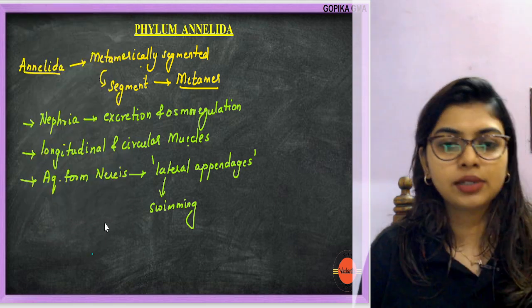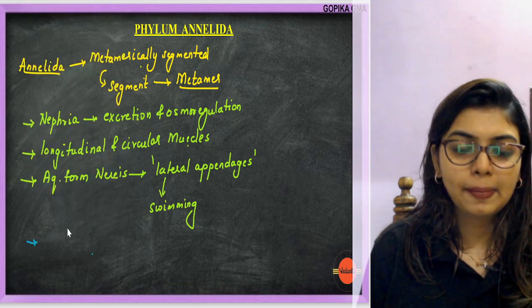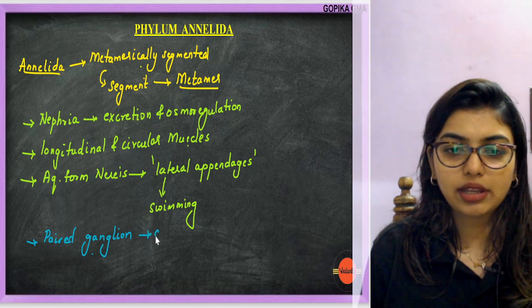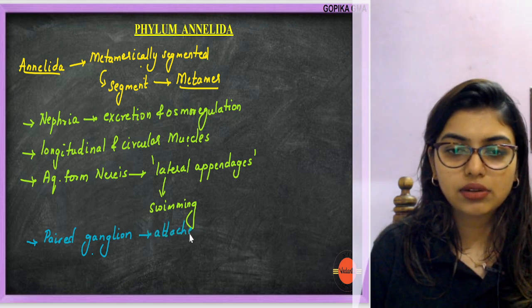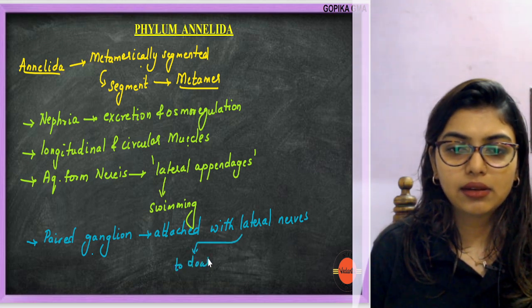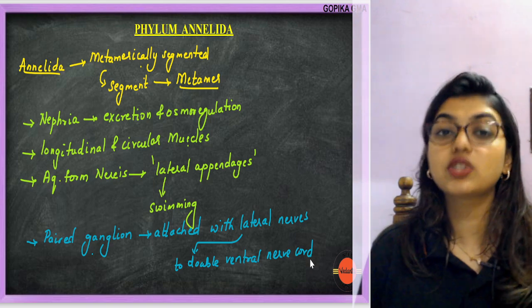Now other than that, what do we know? We know that they have paired ganglia. Yes or no? Paired ganglia that are attached with the help of lateral nerves to where, students? To the double ventral nerve cord. So here you are seeing nerve cord, all those terms you are seeing, no?